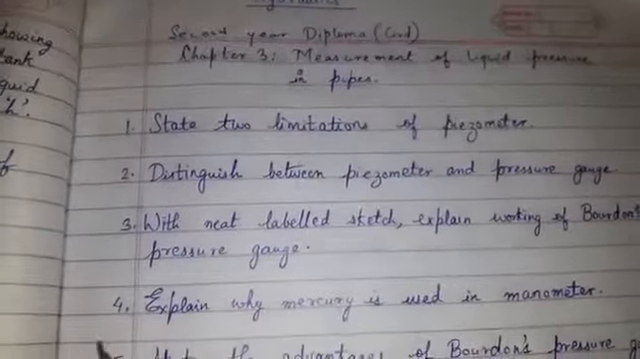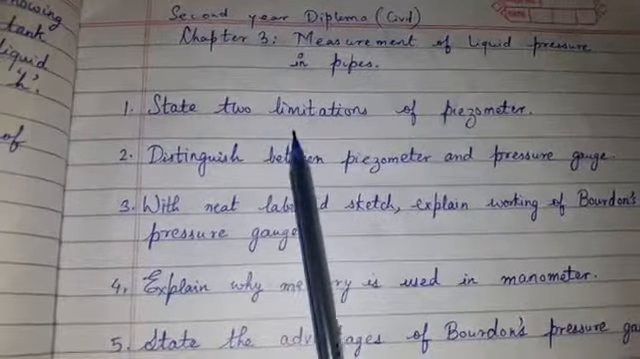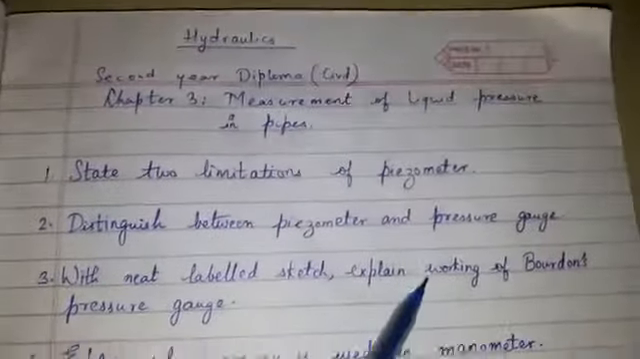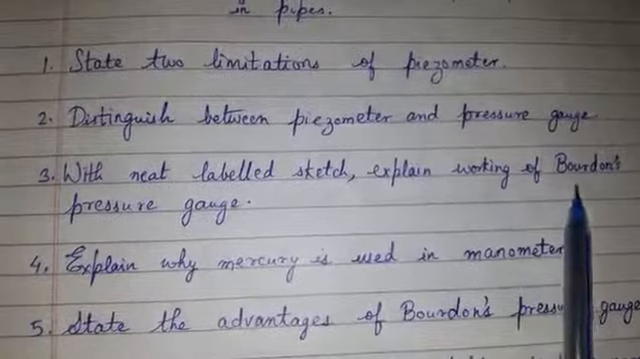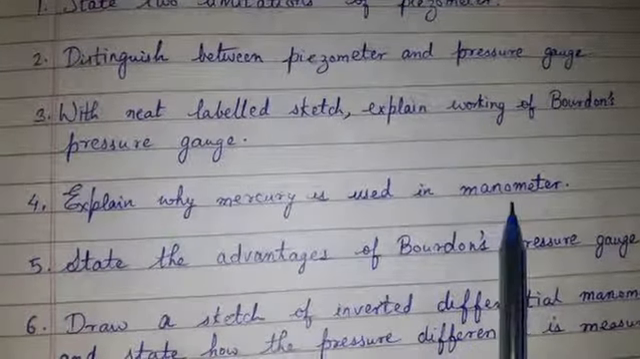Now, chapter number 3, Measurement of liquid pressure in pipes. State two limitations of piezometer. Distinguish between piezometer and pressure gauge. With a neat sketch, explain the working of Bourdon's pressure gauge. Explain why mercury is used in a manometer.